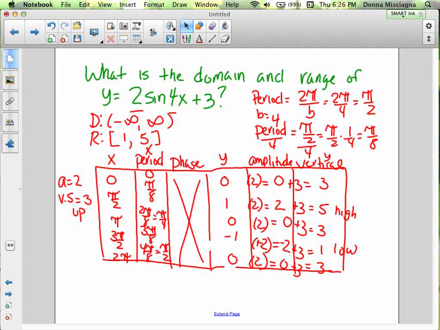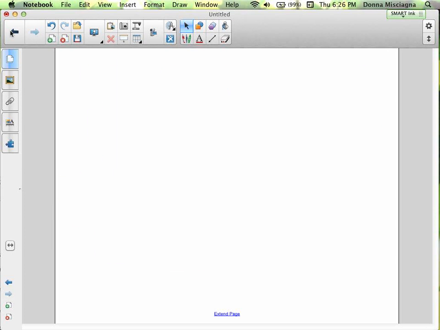And I think this is my last one. Yep, I just have a random extra page on there.